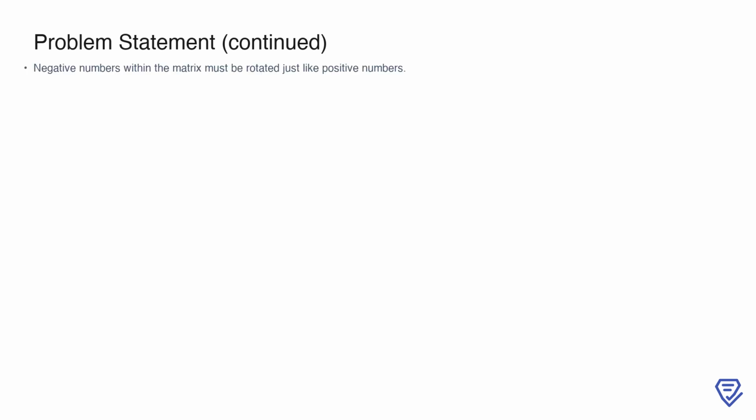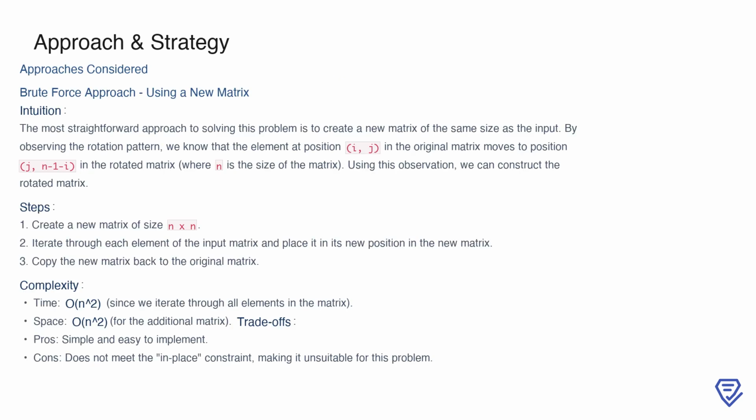Finally, it's important to note that the rotation process applies to all elements of the matrix, regardless of whether they are positive or negative. For example, negative numbers are treated just like positive numbers and follow the same rules for rotation. Additionally, the constraints ensure that the matrix will always be square, with sizes ranging from 1 by 1 to 20 by 20, and all values will fall within the range of -1000 to 1000. These constraints ensure that the solution must handle both small and large matrices, as well as a mix of positive and negative values, accurately.